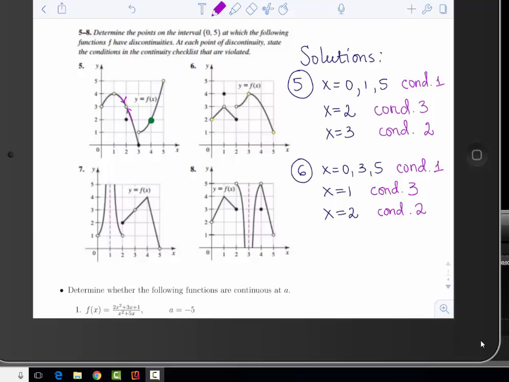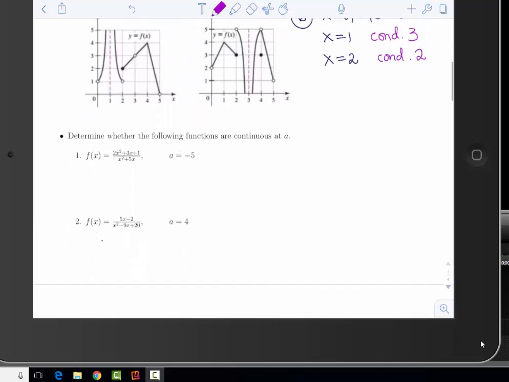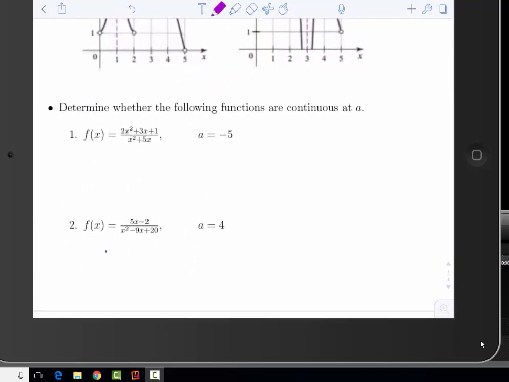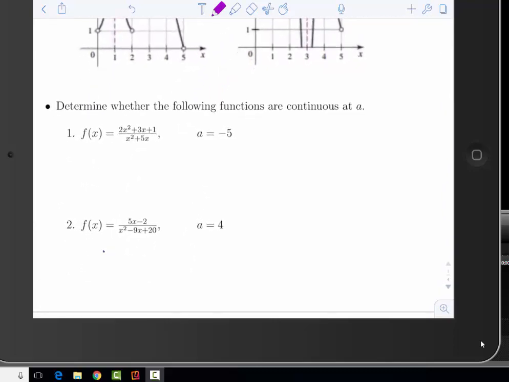Okay, so now let's go ahead and do a lot of examples where we're dealing with algebraic expressions. So no more graphs, right? We want to see if the function is continuous at a given point without looking at a graph. What do we do in this case? Your number one step would be to determine if the number that's given to you, so in the first example a equal to -5, is in the domain of the function.